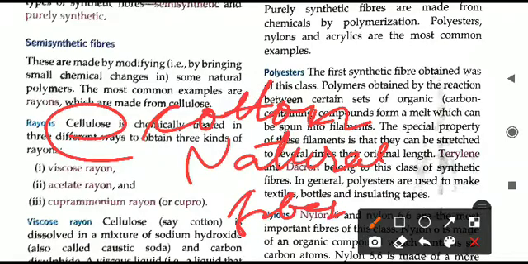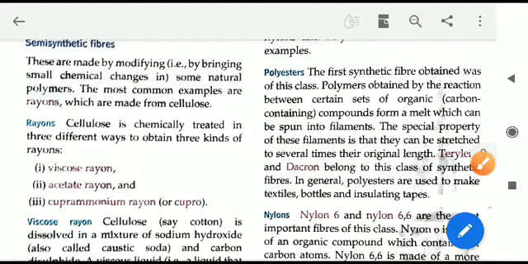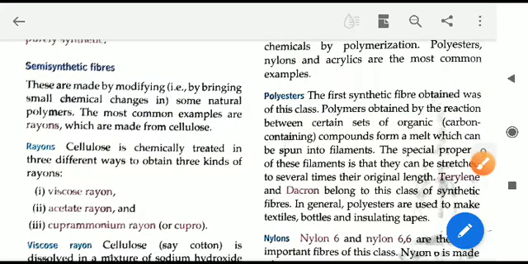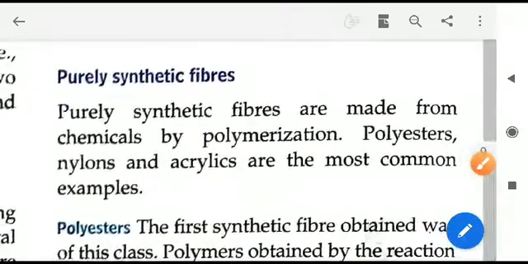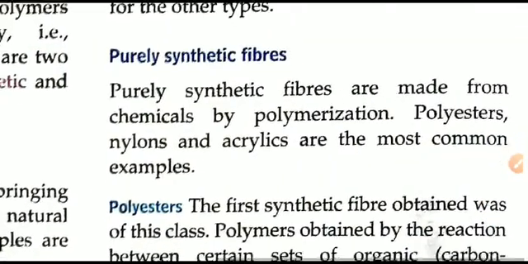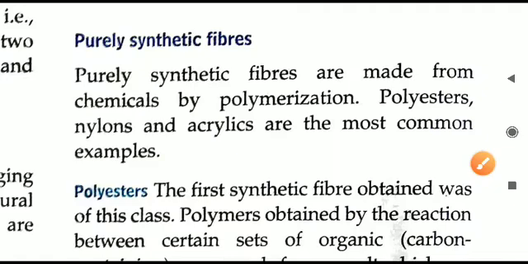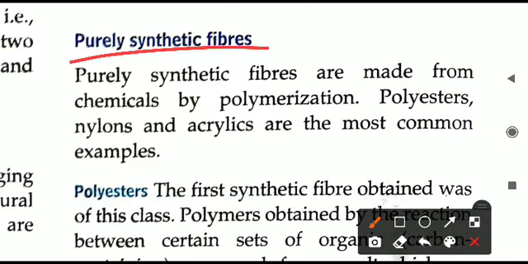and rayon is what? Rayon is an artificial fiber. So if we are using a particular natural fiber to produce an artificial fiber, then it is called a semi-synthetic fiber. Now we will move on to the purely synthetic fiber. Now we will not use any kind of natural cloth. This time totally chemicals will be there. So that will produce purely synthetic fibers.